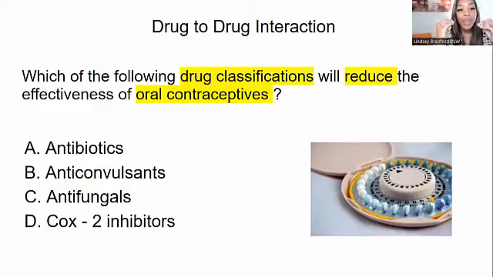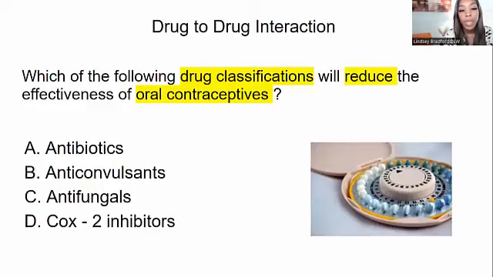It says, which of the following drug classifications will reduce the effectiveness of oral contraceptives? Oral contraceptives is birth control. It is birth control that is taken by mouth. The word oral stands for by mouth. Contraceptive is birth control, okay? Reducing means that it minimizes the effect of it, right? So when we think about drug classes and what reduces the effect of oral contraceptives, we want to think about drugs that go against it.